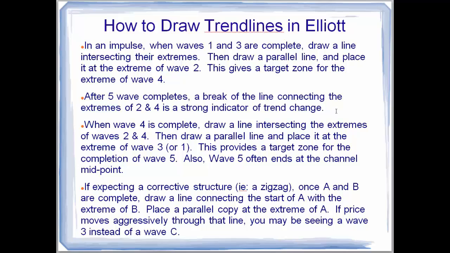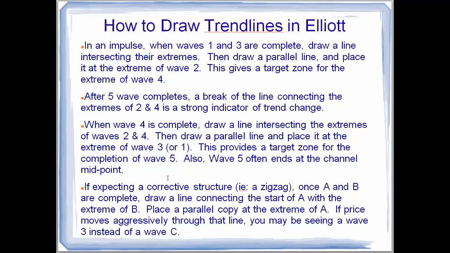After wave 5 completes, a break of the line connecting the extremes of 2 and 4 is a strong indicator of trend change. When wave 4 is complete, draw a line intersecting the extremes of waves 2 and 4. Then draw a parallel line and place it at the extreme of wave 3 or 1. This provides a target zone for the completion of wave 5. Also, wave 5s often end at the channel midpoint.